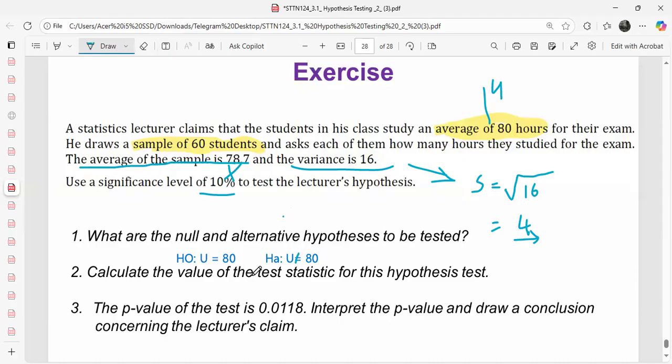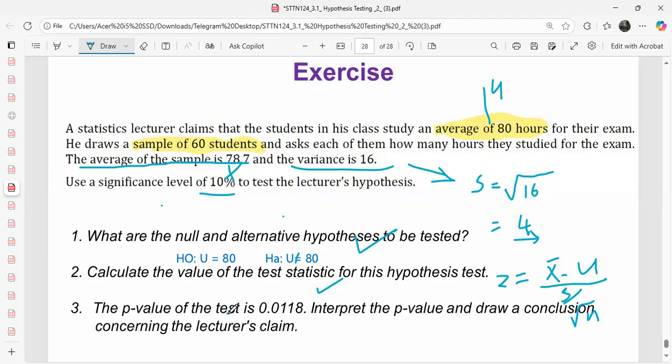So now, to get the test statistic, you know the formula that you are going to use. Z, the formula for the large sample: X bar minus the population mean, divided by the standard deviation over square root of n. Already X bar is 78.7 minus 80, divided by the standard deviation, which is 4, over square root of 60. Then you get the test statistic.